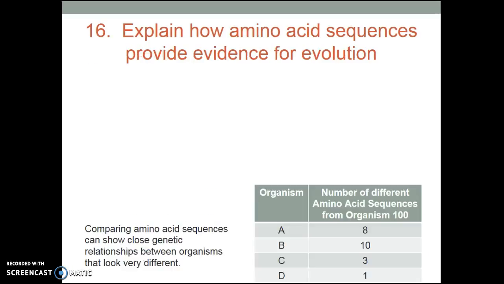Here's an example of organism 100. We look at this, it says number of differences. I have 8 differences here, but only 1 difference here, which means that D may be more closely related than A, B, and C are.